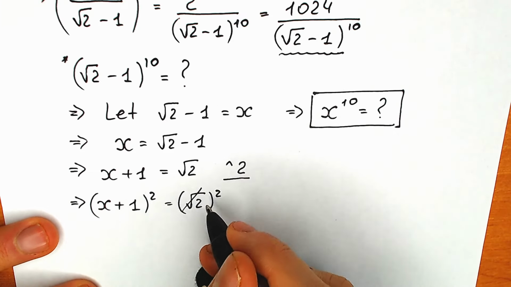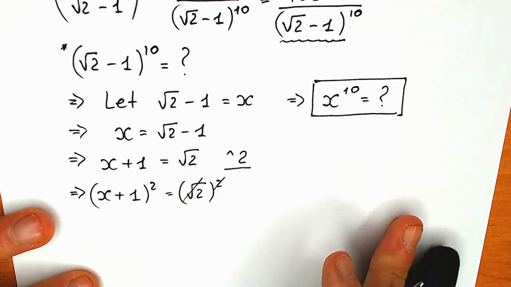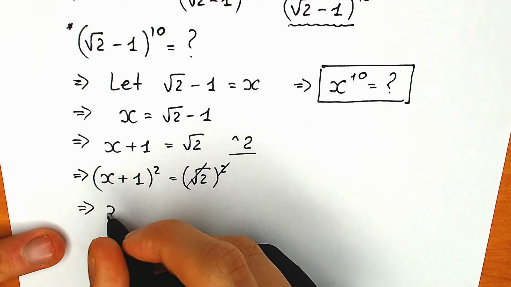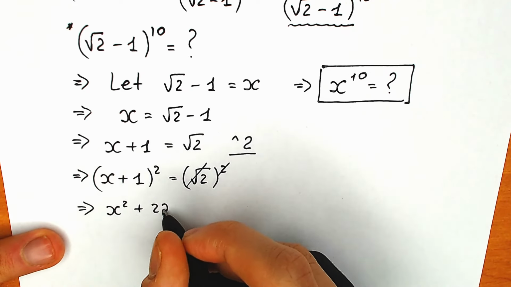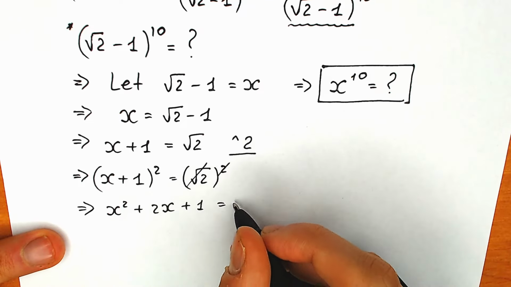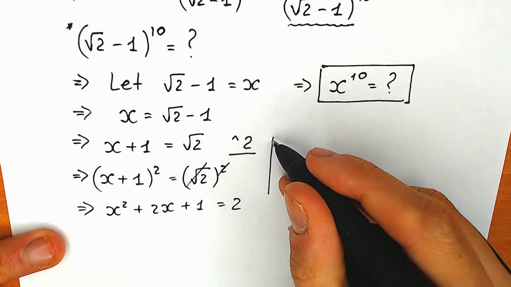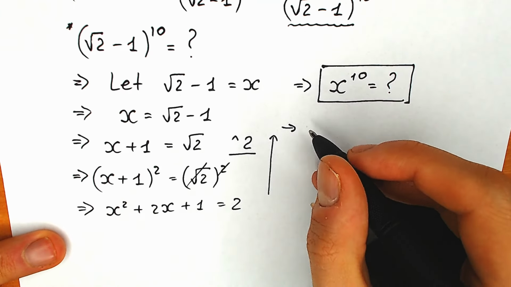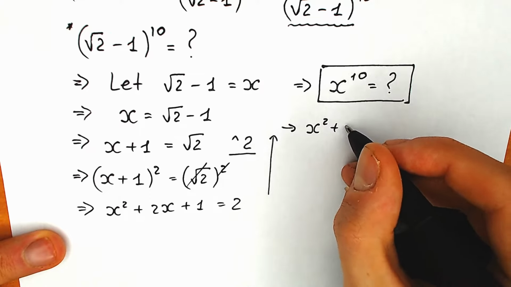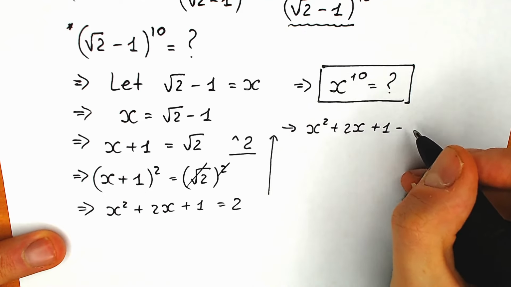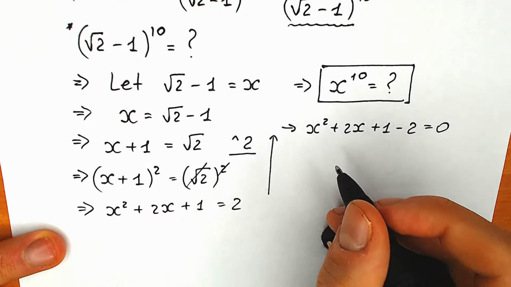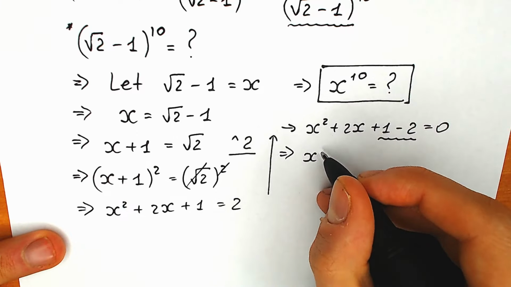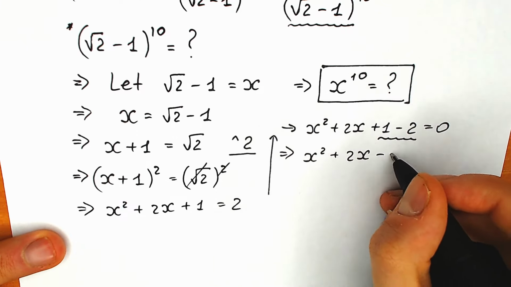Here we can easily cancel it, because this has a square root sign and this is 2, so we can cancel it. And on the left side we have a basic school formula. This is our formula: x squared plus 2x plus 1 equals 2. Right now let's continue here on the right side because I don't have enough space. Let's subtract 2 from both sides. As a result we have x squared plus 2x plus 1 minus 2 equals 0. From here we can easily subtract 1 minus 2, so we have x squared plus 2x minus 1 equals 0.